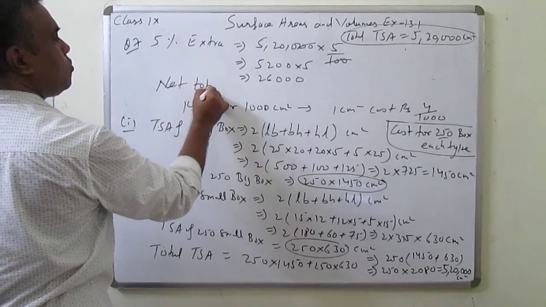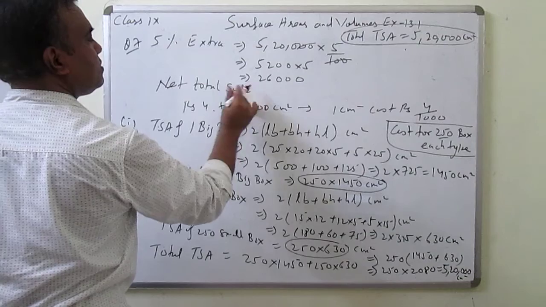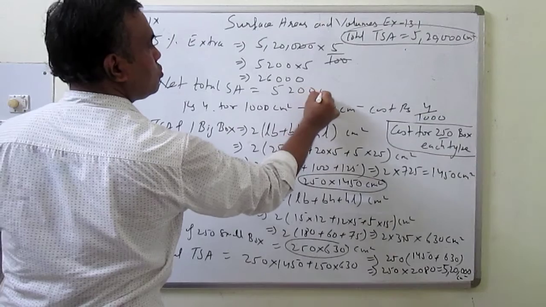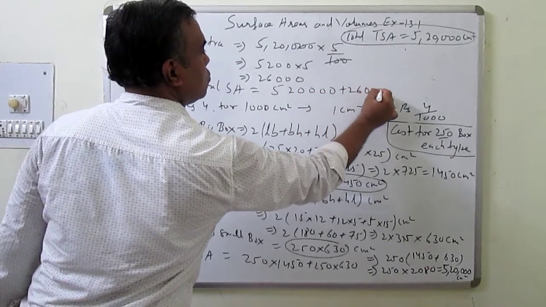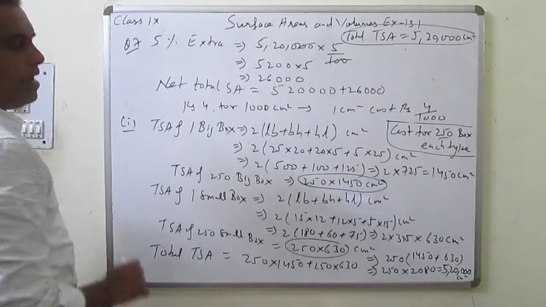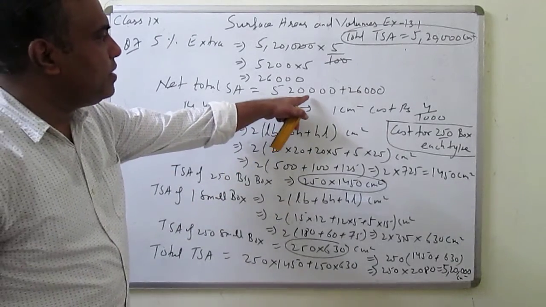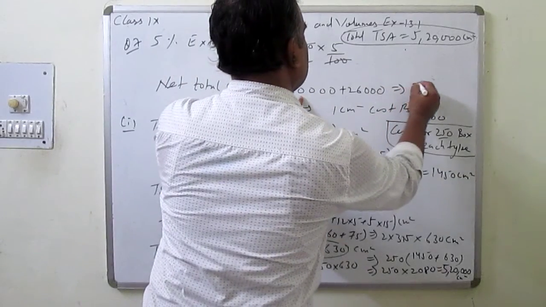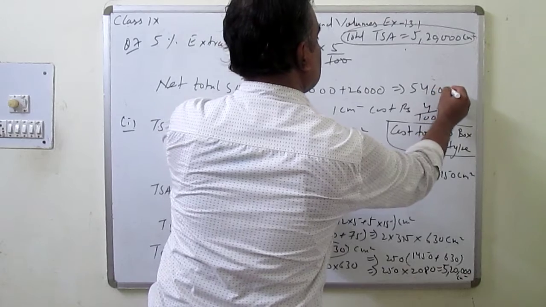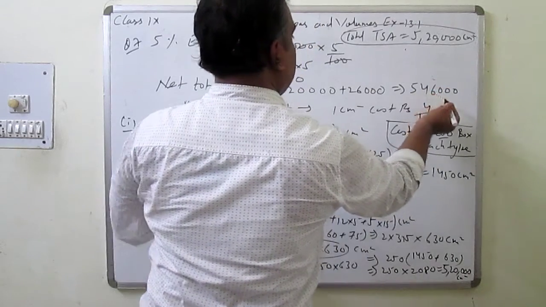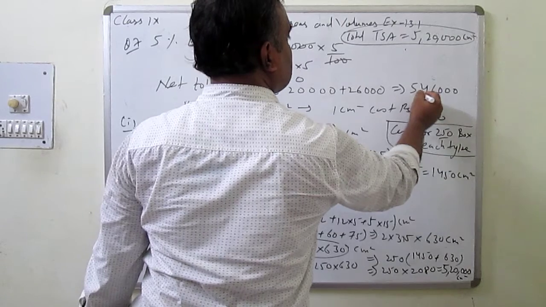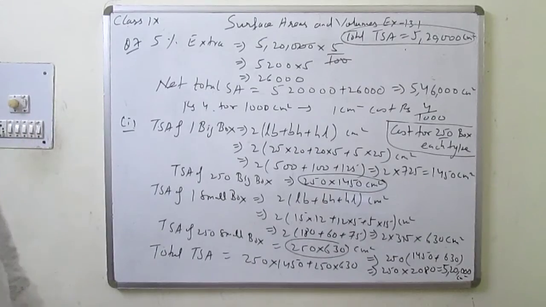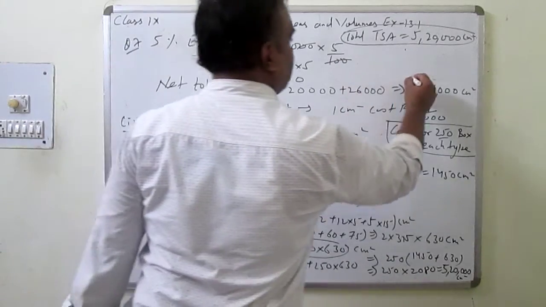Net total surface area कितना आ गया? 5,20,000 plus 26,000. Now if you add it, you will get 5,46,000 centimeter square. 5,46,000 centimeter square is the total surface area.